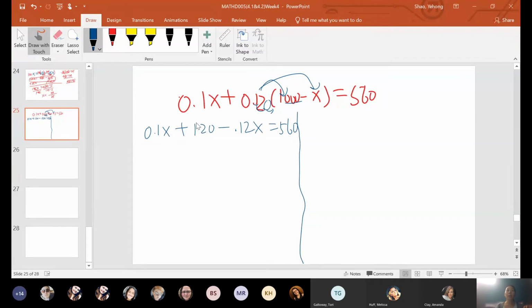So that's the first step, getting rid of parentheses. Second step, combining like terms on each side as much as possible. So let's combine them. You can try to work it out and see what answer you can get. 0.1 minus 0.12. If you find the answer, type it in the chat box. 0.1 minus 0.12. What can we get?